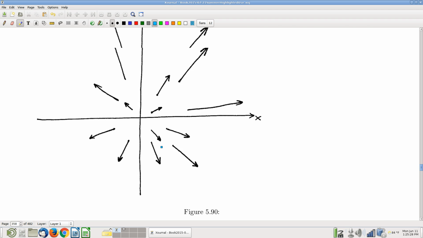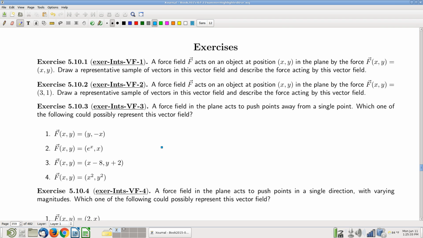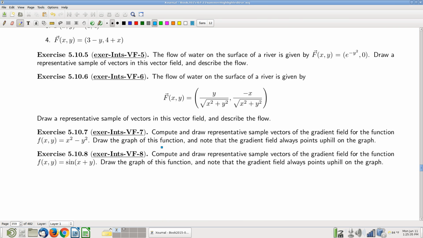Okay, let's see here. I guess that's all I have for that. Yeah, okay. Bunch of exercises.